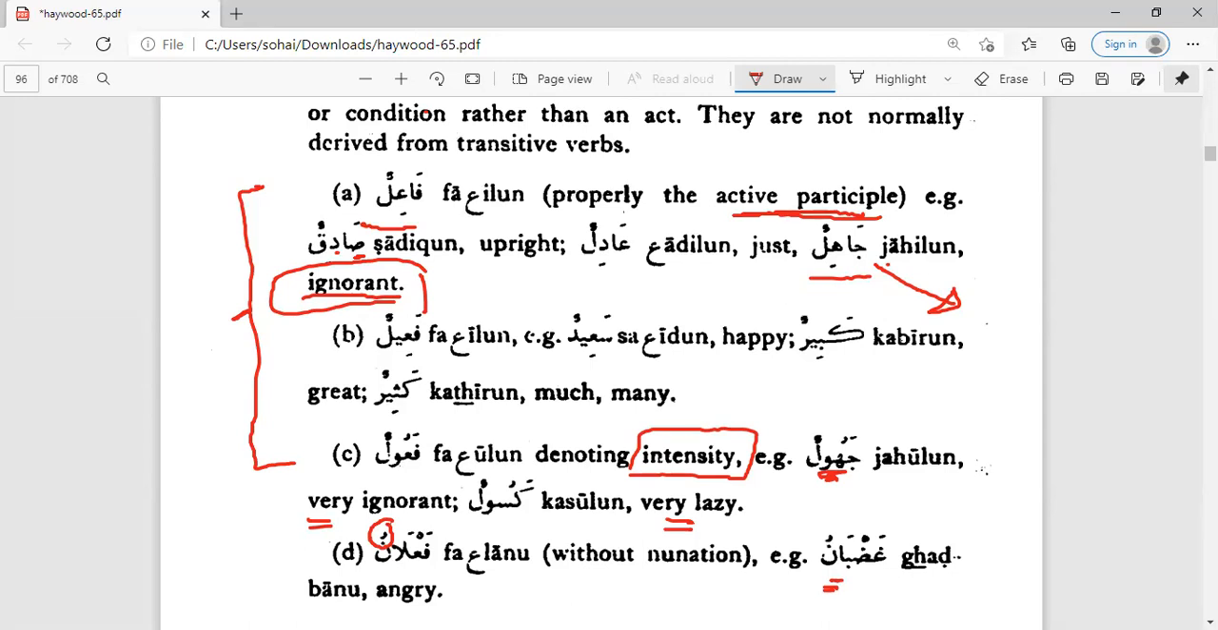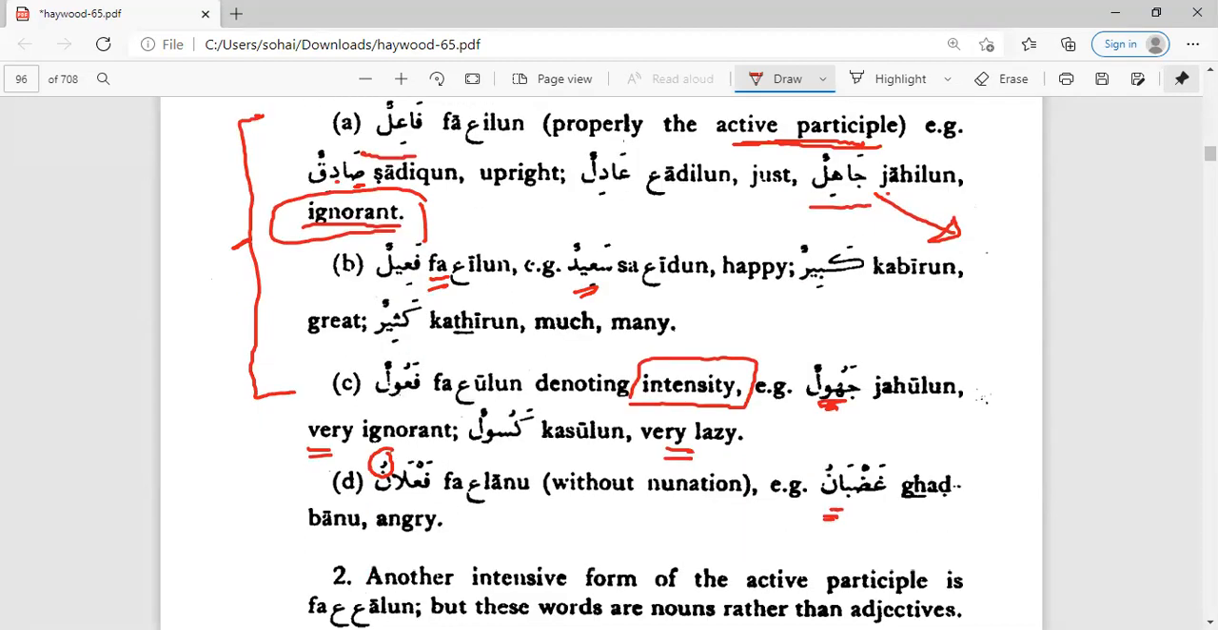Okay. So what we're saying is, covering adjectives in this lesson, we're saying these are some form of adjectives. Fa'ilun. So on this we have sadikun, adilun, jahilun, which means upright, just, ignorant. Fa'ilun is another form which we've done before, like kabirun, kathirun, sa'idun. Sa'idun means happy. It's a new word. Or qalilun. And then one of the other forms was fa'ulun.